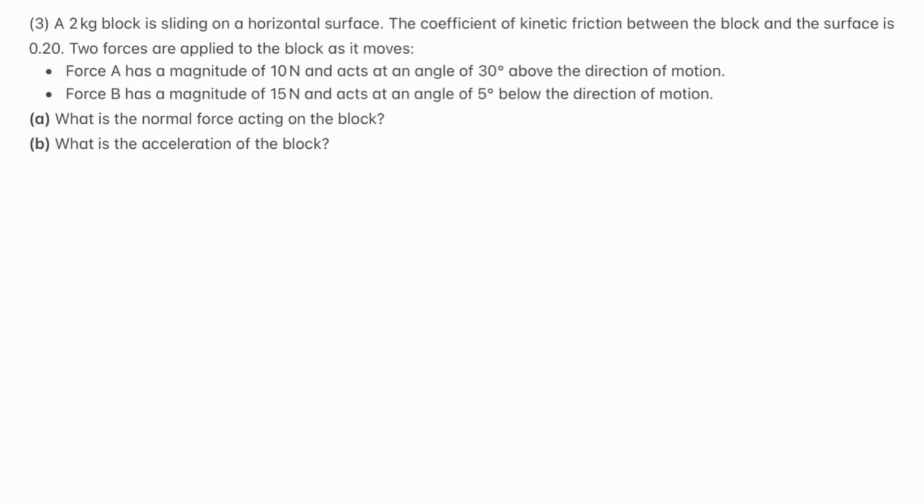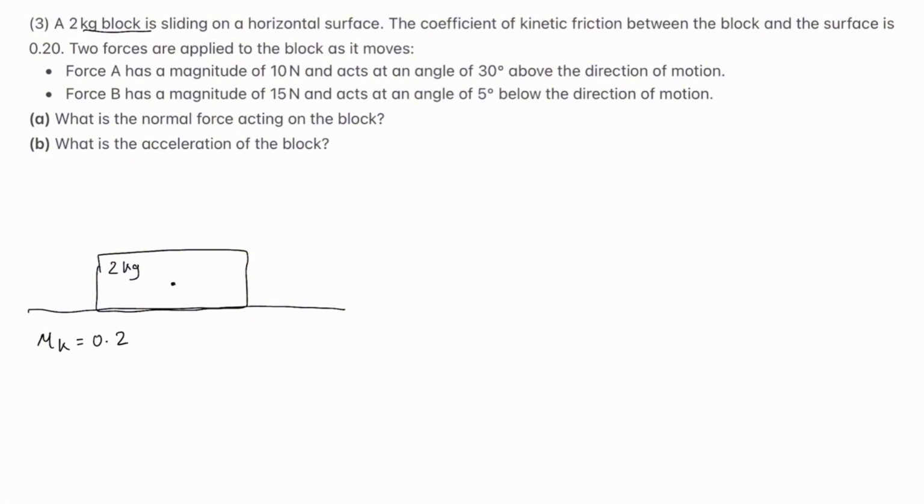Question 3. A 2 kilogram block is sliding on a horizontal surface. The coefficient of kinetic friction between the block and the surface is 0.2. So we have our 2 kilogram block that is sliding on a horizontal surface with the kinetic friction coefficient being 0.2.